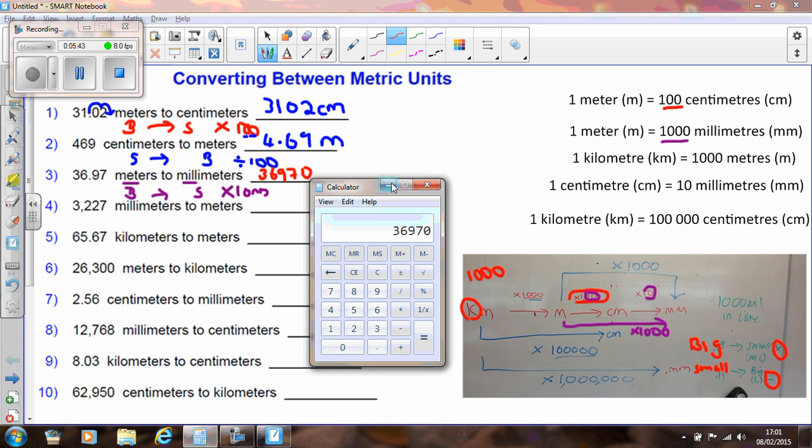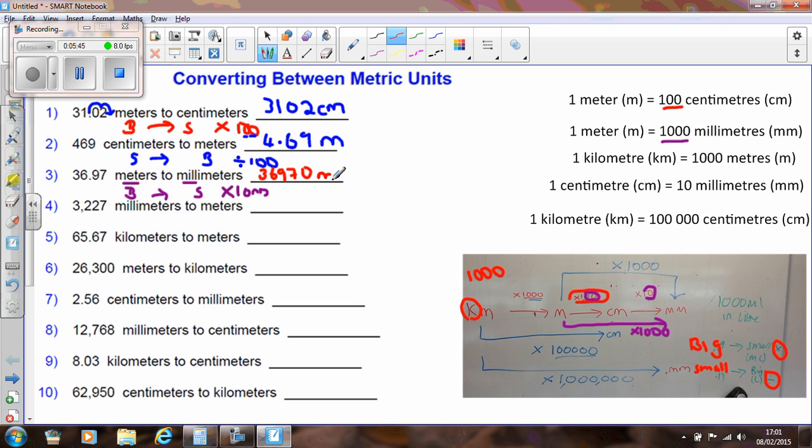36,970. And that's in millimetres because that's what we're converting into. So that's actually 36,970 millimetres in this amount of metres. Again, we're going from millimetres to metres, so we're going from small to big, which is the opposite. So we're dividing by the same amount of millimetres in a metre, 1000, as before. So we'll put it into the calculator.